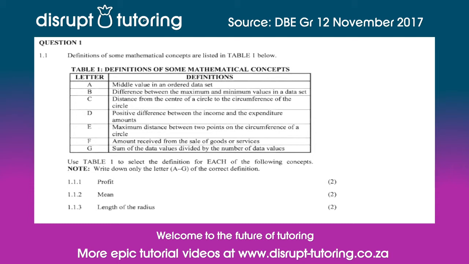And the F, the amount received from sales of goods or services. That's known as your income. And of course, G is the sum of data values divided by the number of data values. That is your average or mean. It's the same thing. So if you go into the questions now, we've gone through every single one of them. So basically 1.1.1 is now asking which is the profit, and as I said, it is the number D, which is the positive difference between income and expenditure. So your answer here is D.